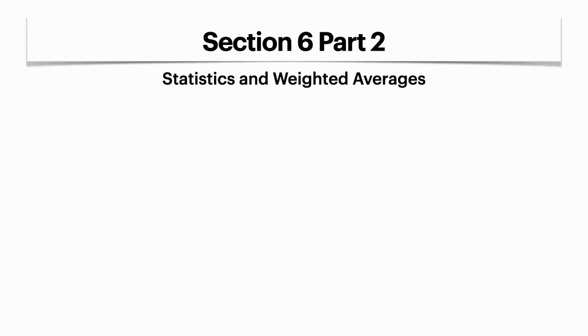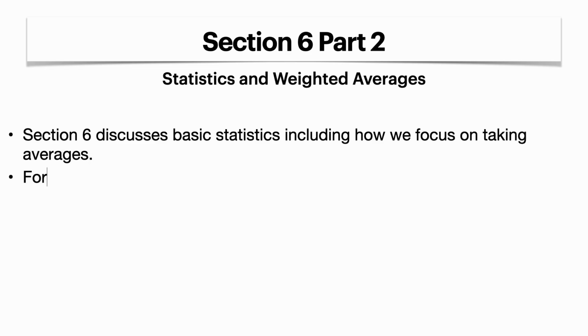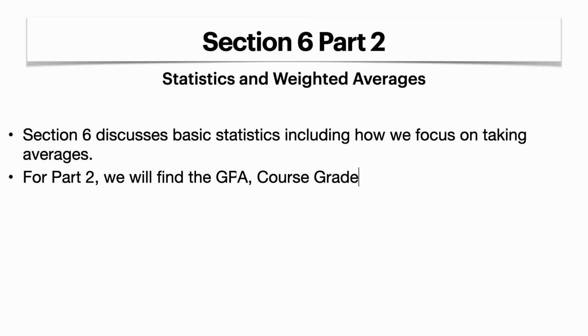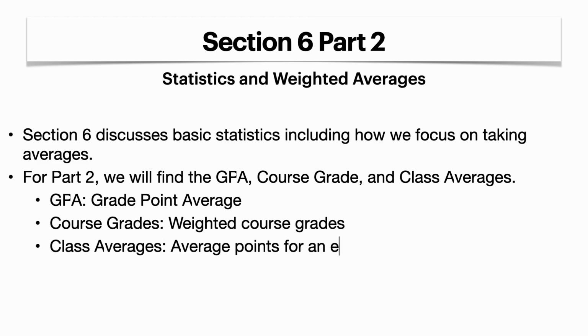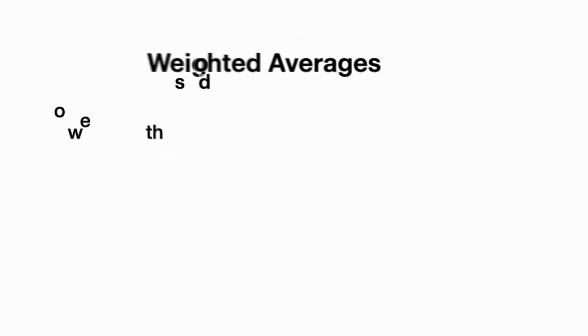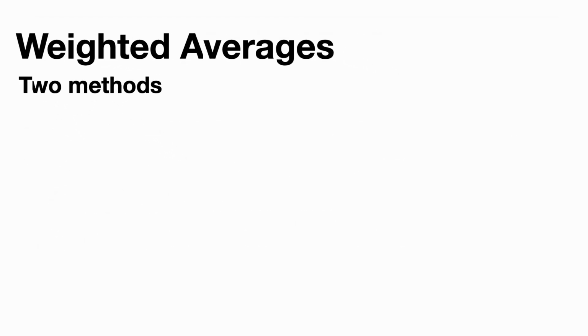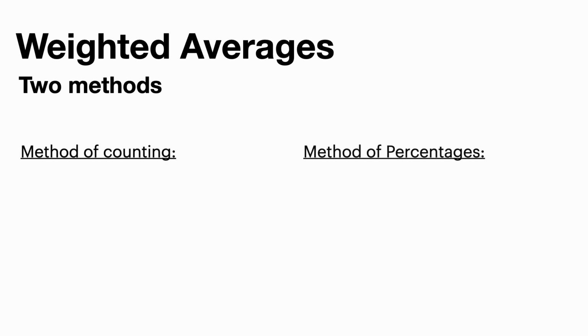All right, Section 6, Part 2, Statistics and Weighted Averages. Section 6 discusses basic statistics, including how we focus on taking averages. For Part 2, we focus on GPA, course grade, and class averages. GPA, grade point average, course grades, weighted course grades, class average, average points for an entire class. Weighted averages, two methods: counting method, percent method.